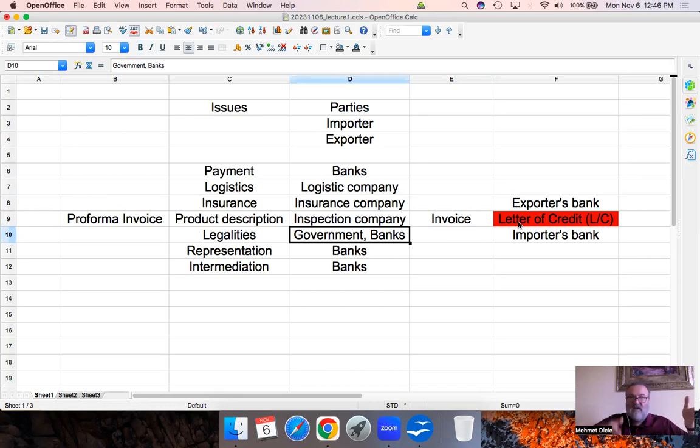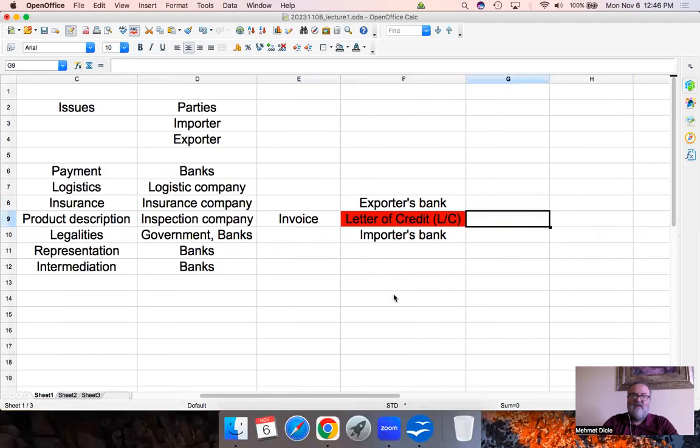We have the importer on one side and the exporter on the other, and then obviously they are represented by banks. So we'll have the exporter's bank and the importer's bank. At this point, when we have the letter of credit, we need some definitions. For instance, first of all, we need to know how long it will take to complete the entire transaction, from the day that we open the LC until the day that it is actually fulfilled.